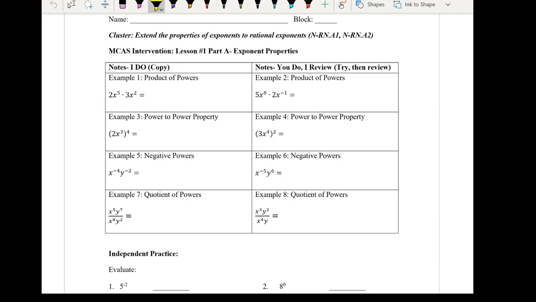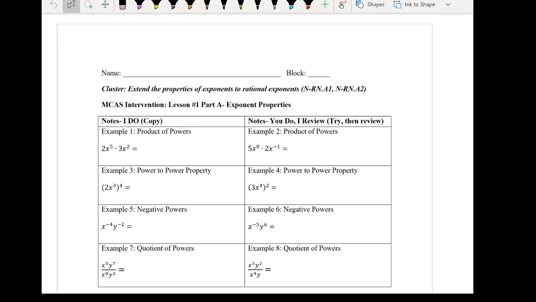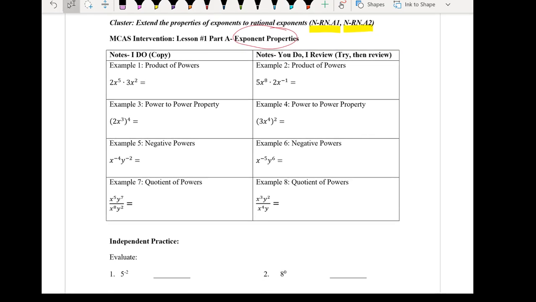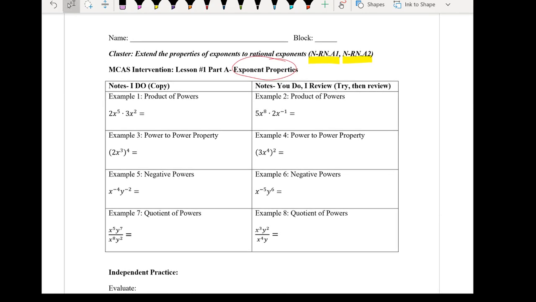Hey everyone, this is our second lesson starting on this cluster for geometry support or MCAS intervention. These are the standards we're focused on, and today our objective is going to be to apply our exponent properties to help us simplify expressions. So whenever we see exponents, we want to be aware of these properties and be able to apply them. So let's jump right in.